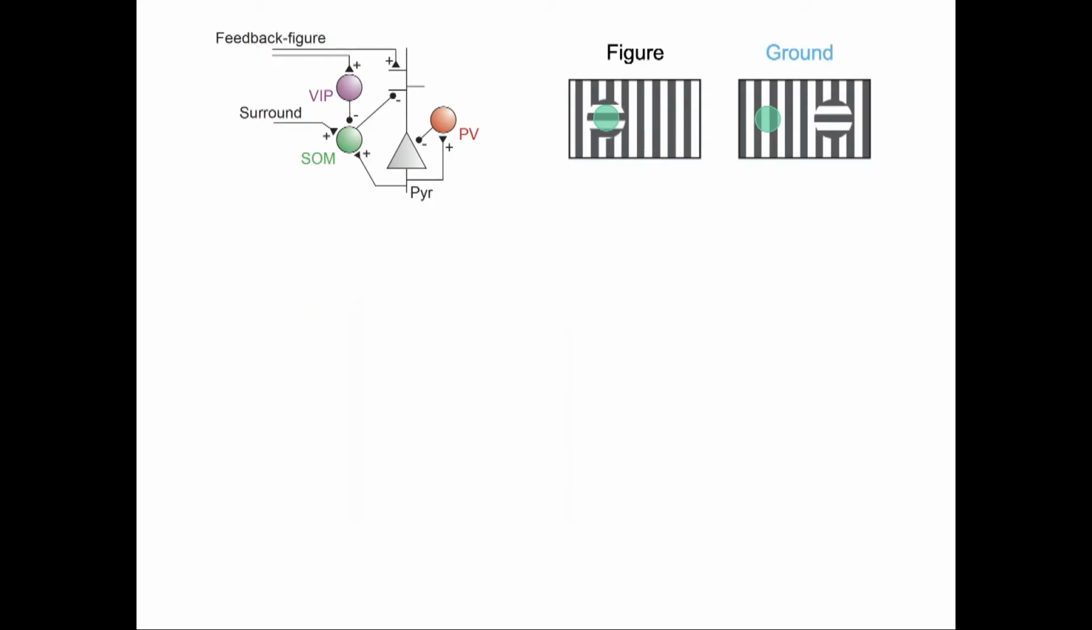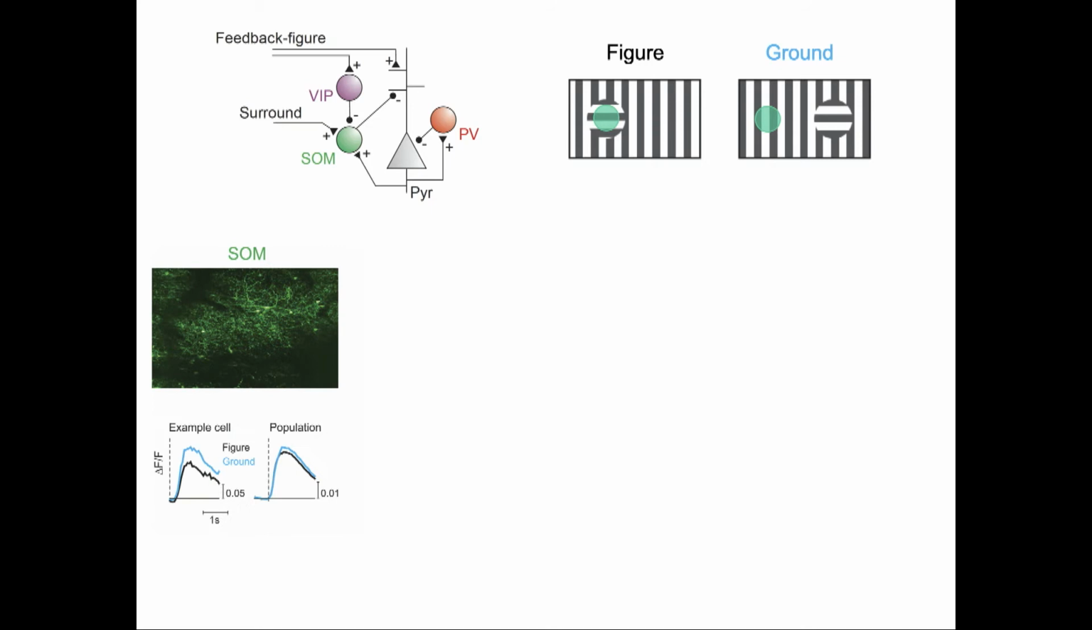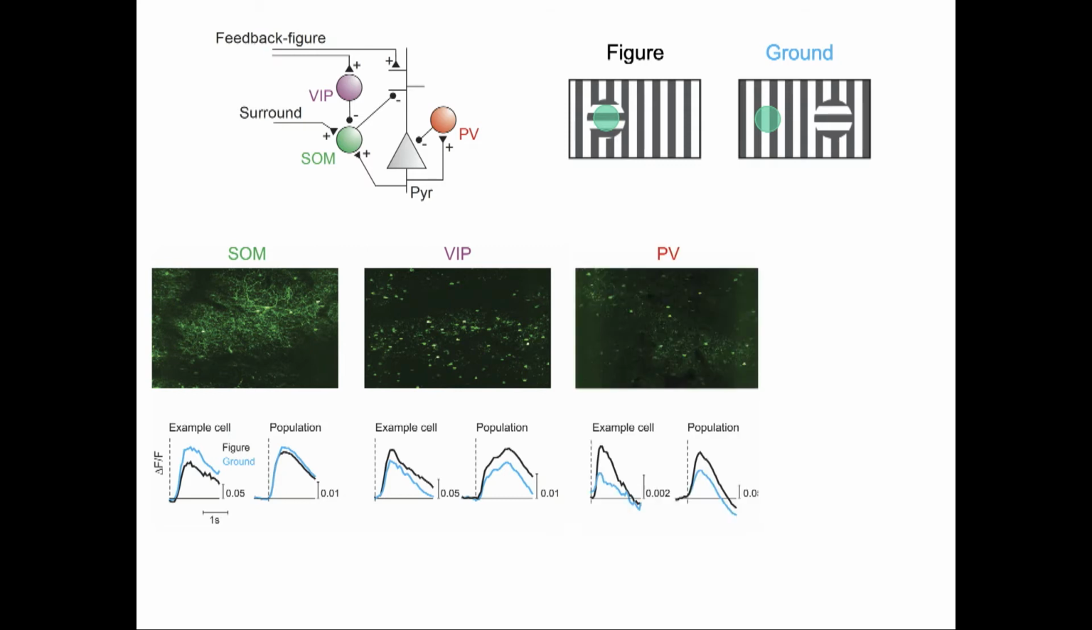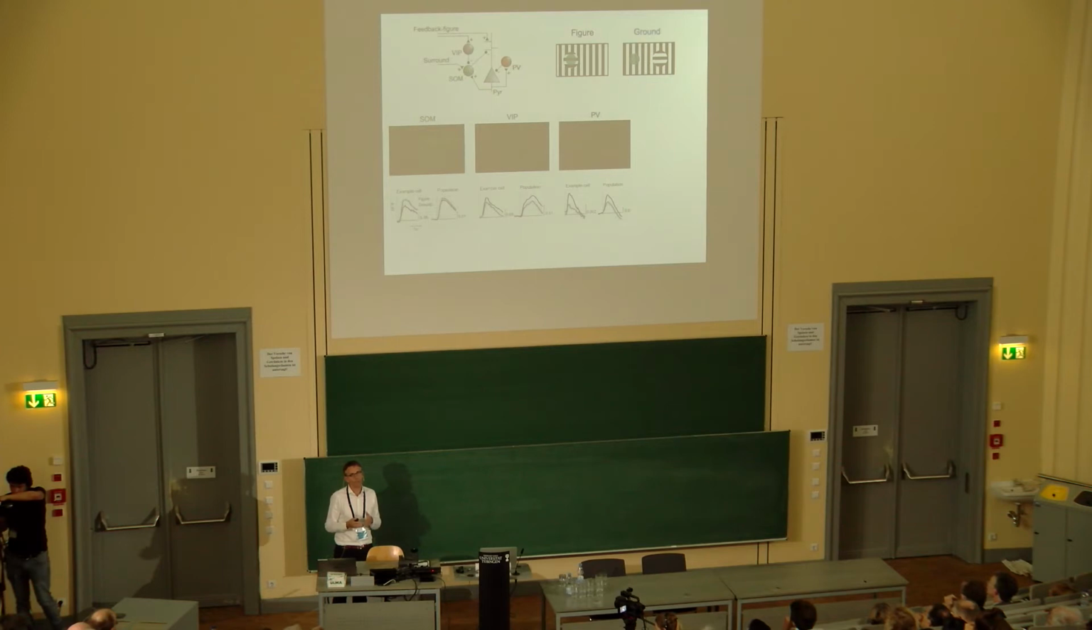Now we're going to look at the other interneuron types, so somatostatin neurons, and this is a nice result. They do the opposite. Somatostatin cells have more activity at the background than at the figure location. VIP cells, they're supposed to supply the disinhibition. They have more activity for the figure than for the background. And PV cells, they actually follow the pyramidal cells. They have a very strong figure ground modulation and much more activity for a figure than for a background. This is predicted by some of the models.